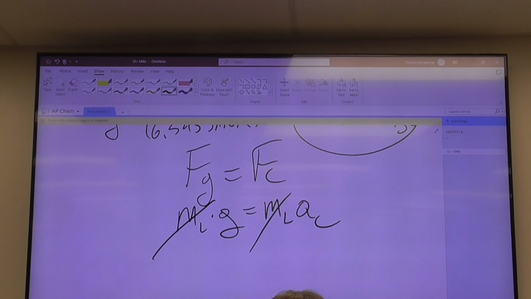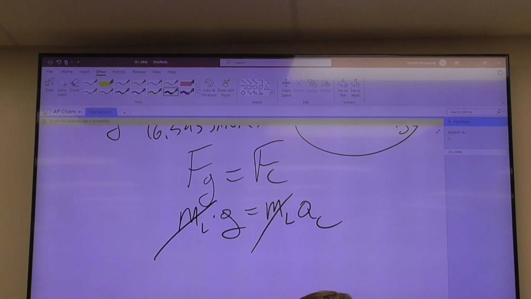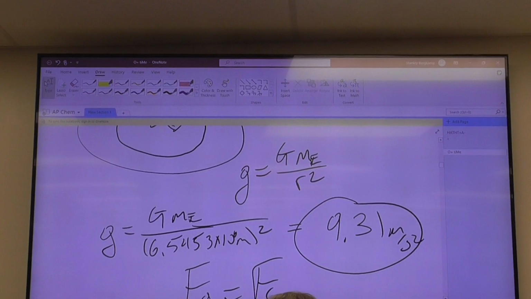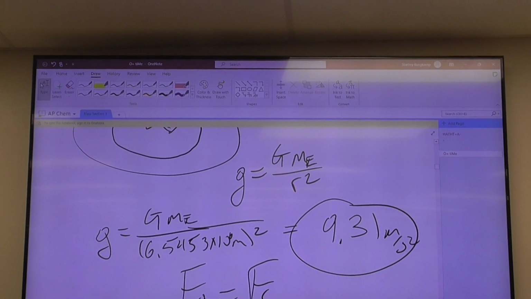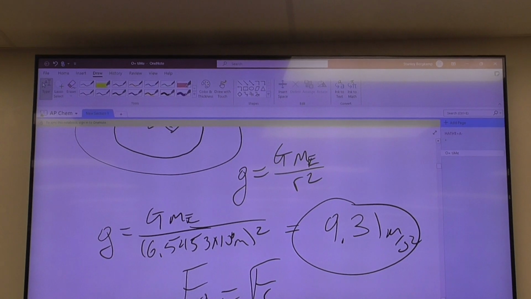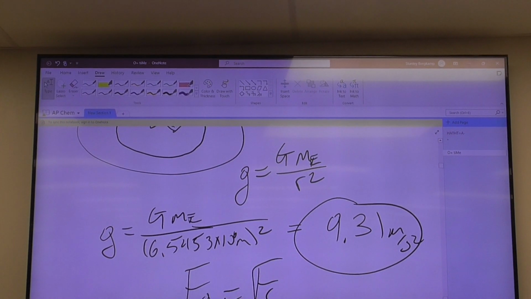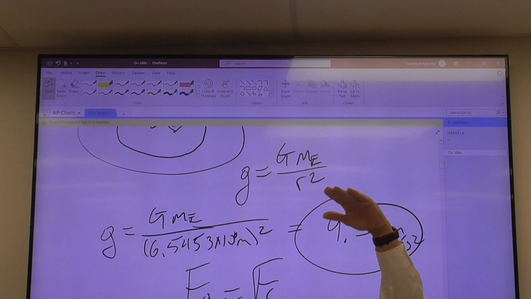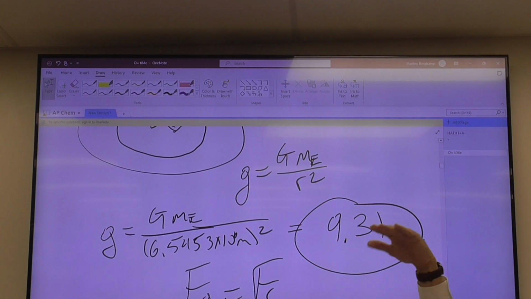Now, if Luke climbs to the top of that tower and he has a 1 kilogram mass, what is a 1 kilogram mass going to weigh at the top of that tower? 9.31 newtons. Why? That's the gravitational acceleration, right? So a 1 kilogram mass is going to weigh less if you could stand on top of that tower.